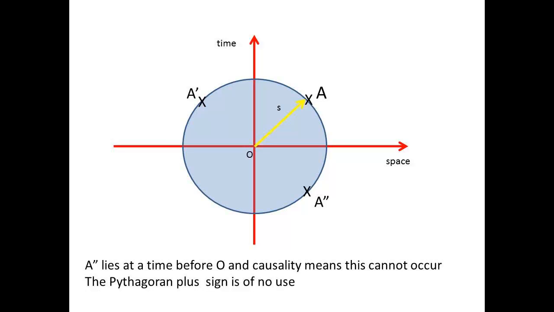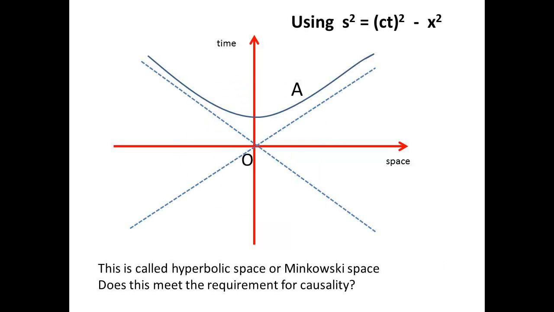A double dash, however, presents a problem. A double dash would be an event that occurred before O. By causality, this cannot be so. So we must now reject Pythagoras with a plus sign. This leaves us with the minus sign in the equation instead.